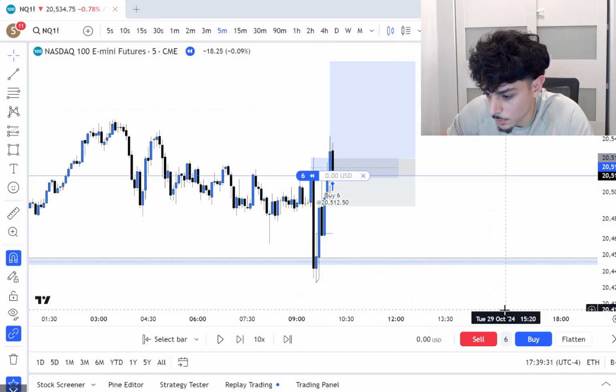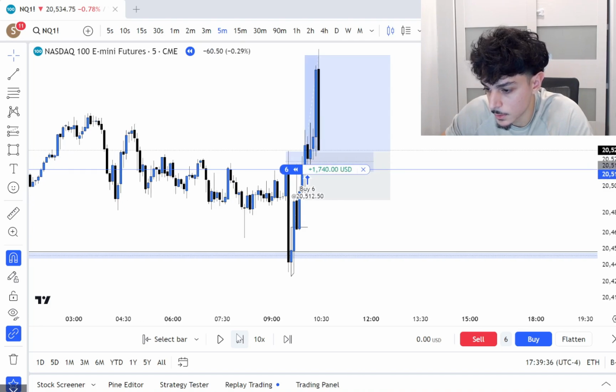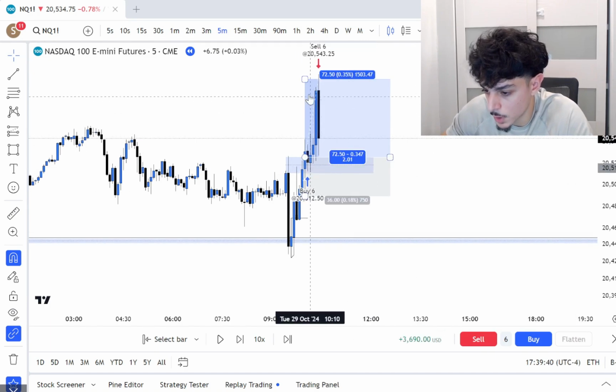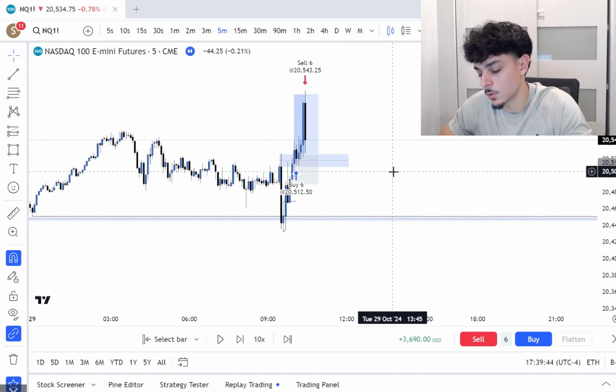So you get filled on the pullback, price starts to go up, and you see price hits your target pretty easily. So this is how I play my 2022 model.